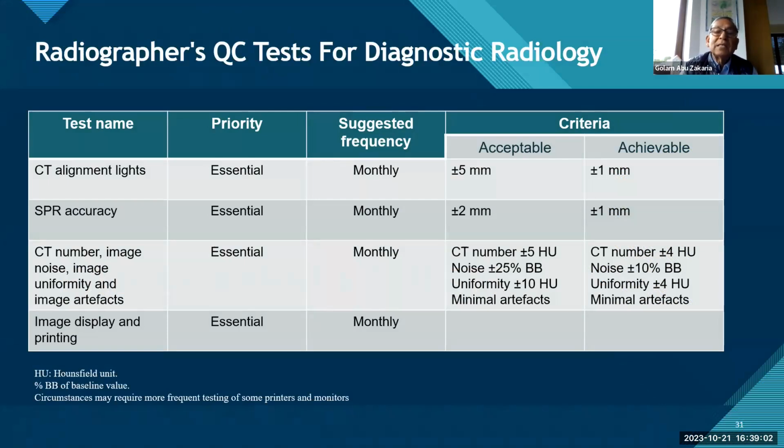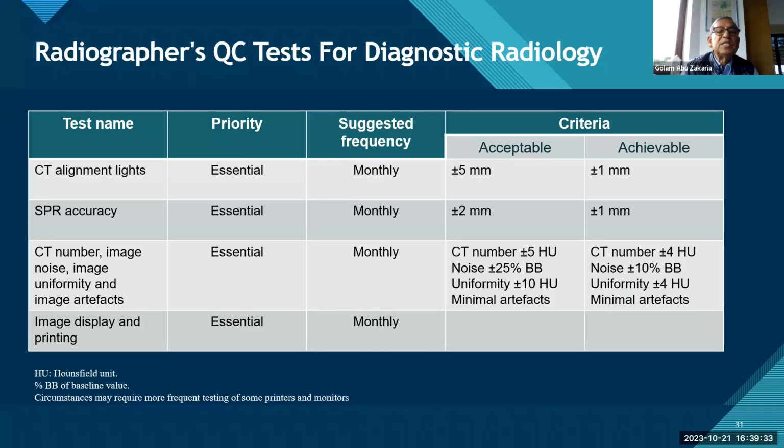And here you see monthly. And then acceptable is plus or minus 5 millimeters. This is actually the law. When you have the CT alignment, plus or minus 5 millimeters, okay. But you have the possibility to do it to plus or minus 1 millimeter through very, very good teamwork and, of course, optimization. So you have the chance to do more about the quality.